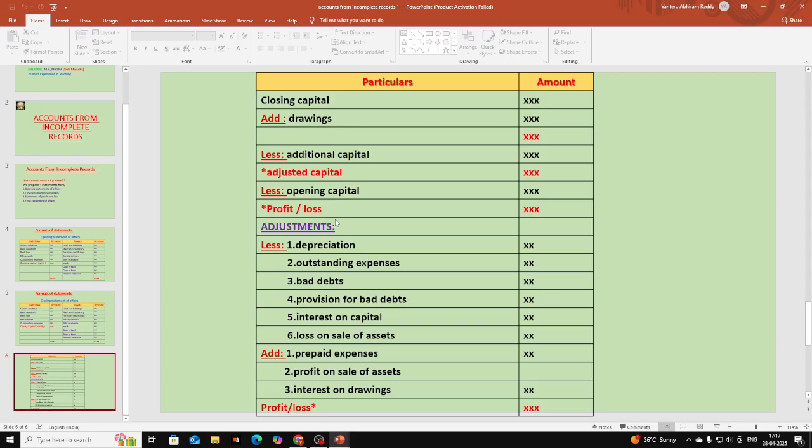So what do we have to do with the adjustments? Some adjustments we are going to deduct, some adjustments we are going to add. We should see what we deduct and what we add. If any adjustments are there, don't name this value as profit or loss. After adjustments, whatever you get, that is known as profit or loss. If adjustments are not there, this amount itself is treated as profit or loss.